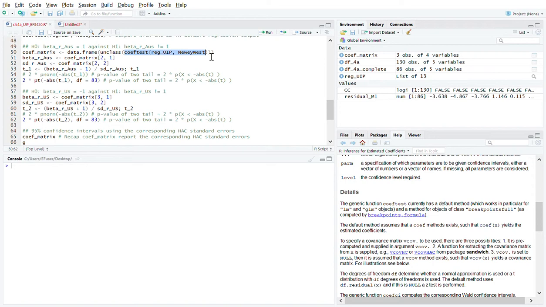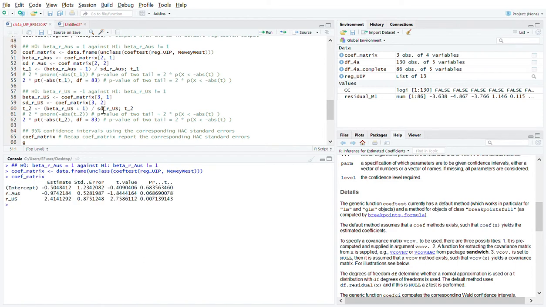So we're going to coerce this evaluated expression into a data frame and name it coef_matrix. Although it is a data frame, if we print it out, you can see that it looks something like a matrix, but it is a data frame.